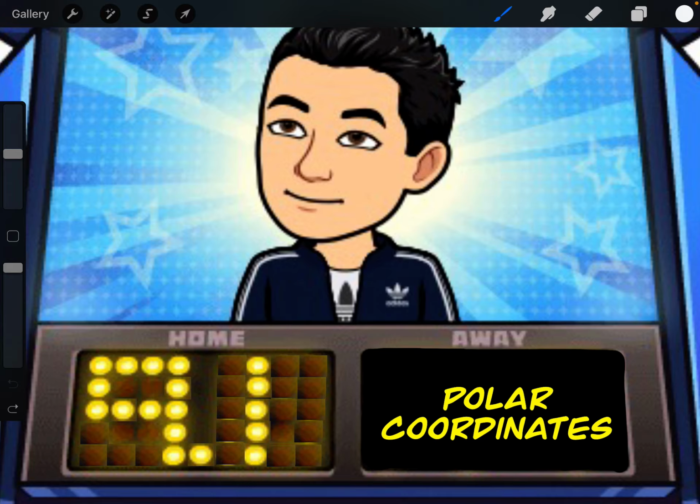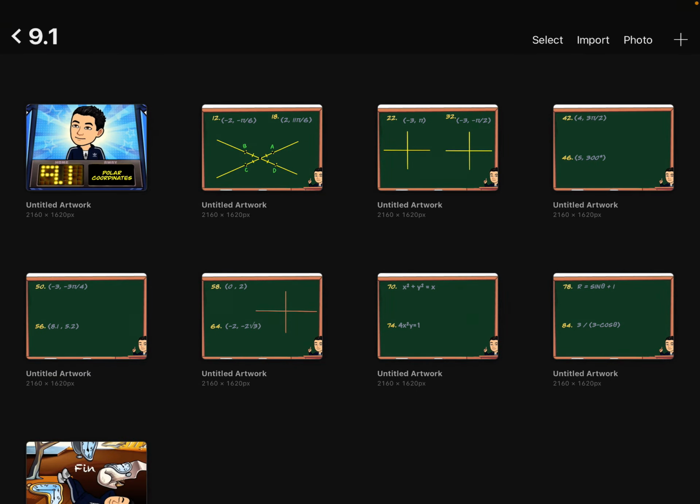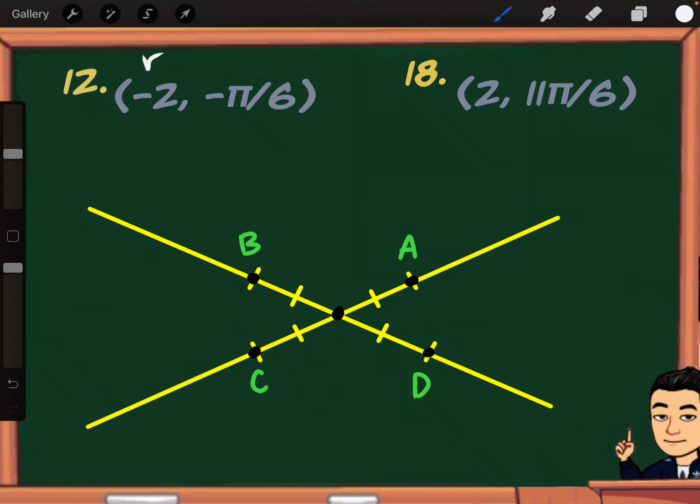This is chapter 9.1, the polar coordinates. So the polar coordinates, you know that it starts with the r and then the theta. Okay, so let's figure out where number 12, (-2, -pi over 6) is located. It's going to be a point A, B, C, or D, right?